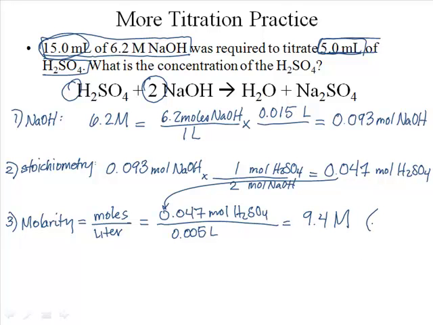You could also write that as 9.4 moles per liter. And again, that's the concentration of H2SO4. There are plenty of problems in the textbook that work through these types of titration questions, so be sure to practice them and ask questions as soon as you have them.